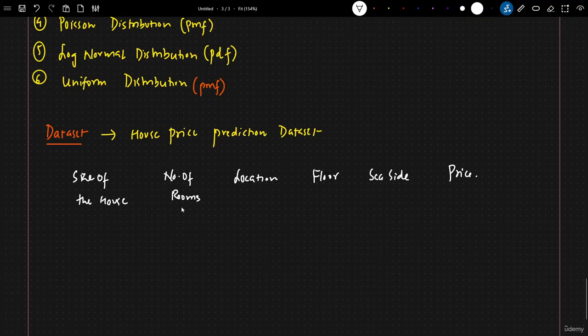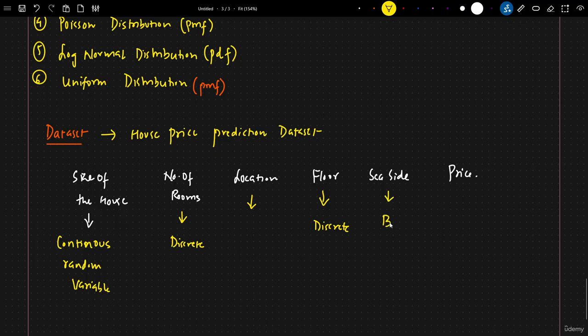Now here you know that this feature can be a numerical feature. It will be a continuous random variable, right? Why? Because the values will be continuous. Here it will be discrete, right? If I talk about location, we can convert this into discrete or a fixed number of categories. Floor will be a discrete number again. I cannot say 4.5 floor or 5.5 floor, right?